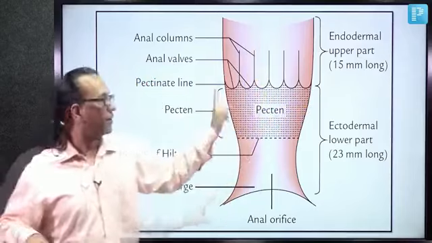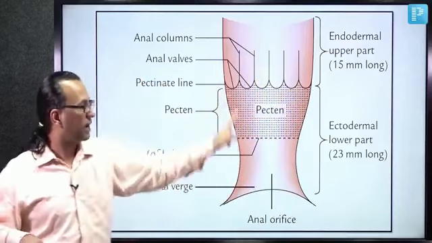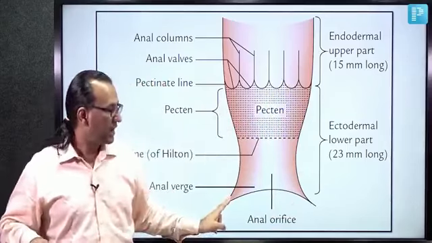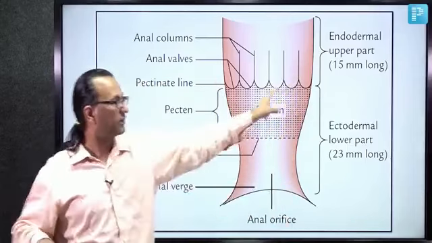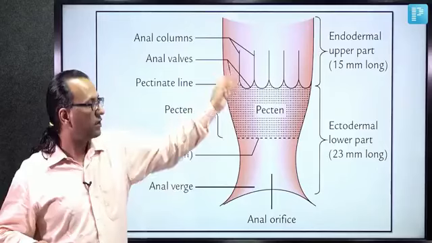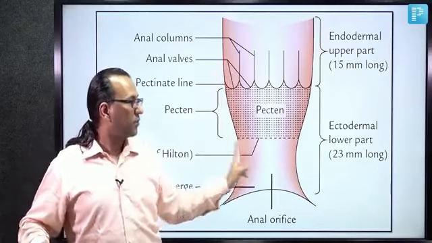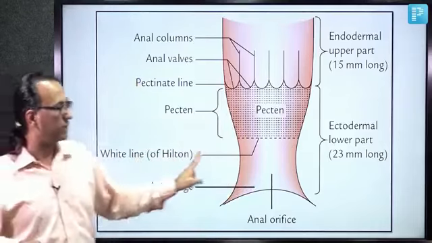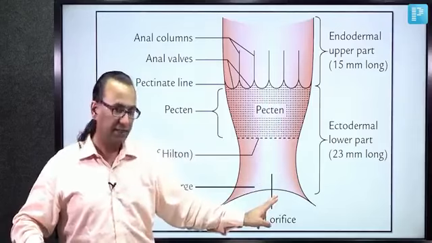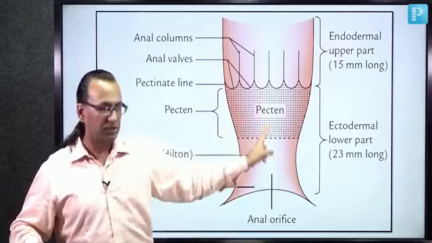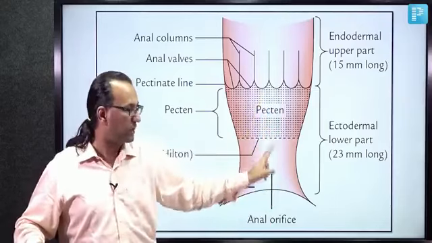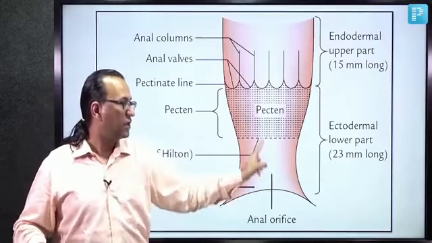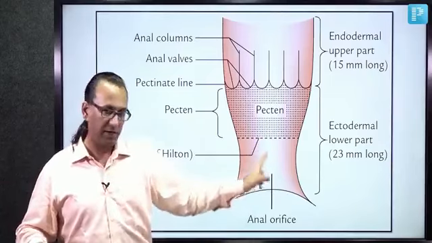In fact, the outer part of the anal canal is lined by the ectoderm, and it is also lined by stratified squamous epithelium. As the rule says, an external opening should be lined by surface ectoderm and stratified squamous epithelium. But here you will find that there is one more line, which is the anocutaneous line of Hilton, the white line of Hilton. And the difference between this and that is, here the stratified squamous epithelium is non-keratinized, it is wet mucosa, but below that it is true skin, having sweat glands and sebaceous glands, because the epithelium there is stratified squamous keratinized epithelium.